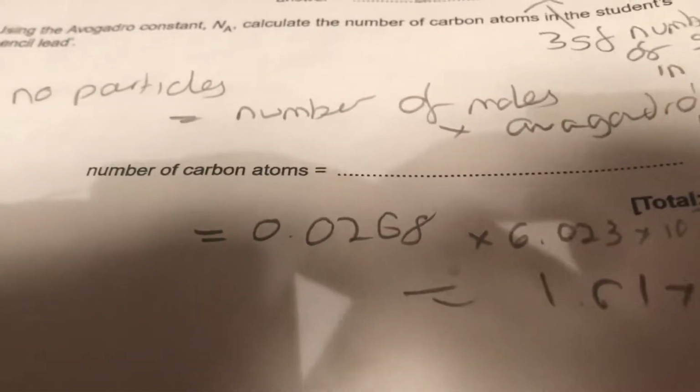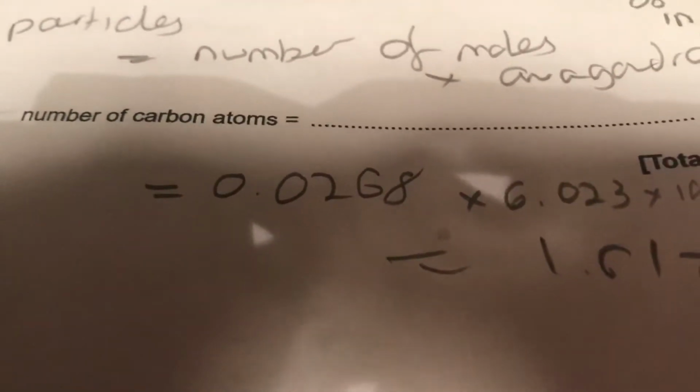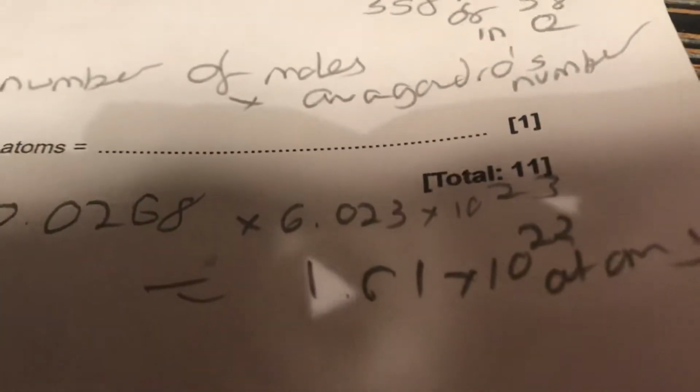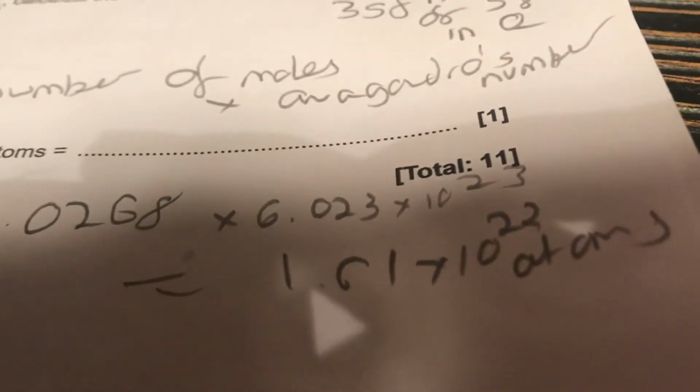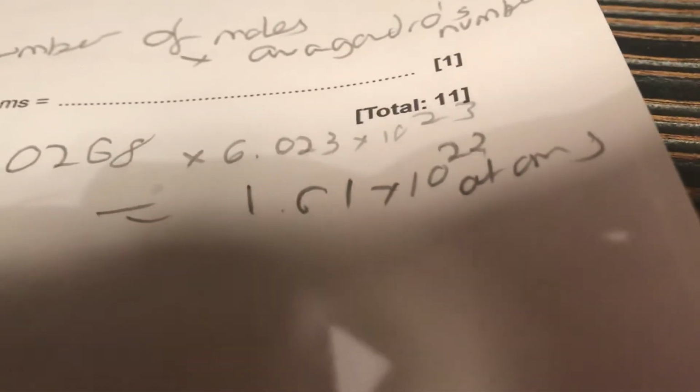In the number of particles, I'm just rearranging or using my number of particles equals number of moles times Avogadro's number. I've been given the number of moles in the previous question, or I worked it out. Avogadro's number is 6.023 times 10 to the 23, and that gives me 1.61 times 10 to the 22 atoms.